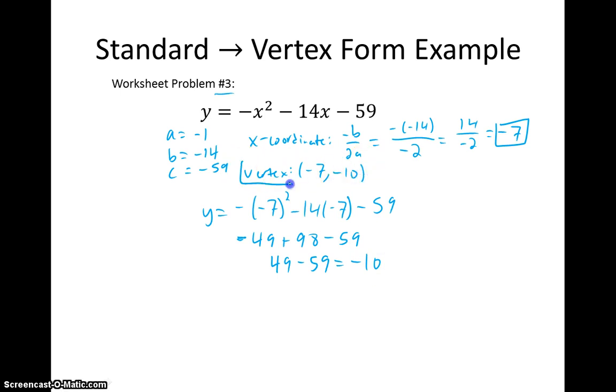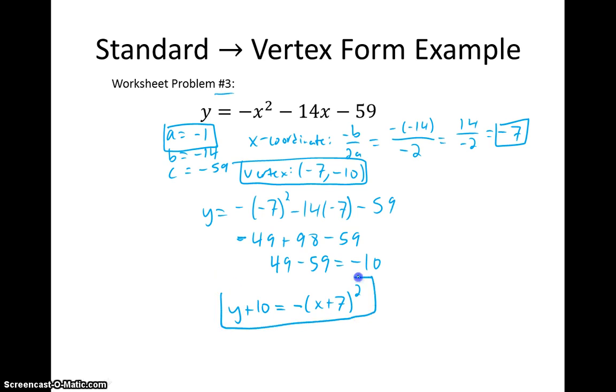So plug that negative 10 in here for the vertex. So I have my vertex now. So I'm going to put it into vertex form. So it's going to be y plus 10 is equal to x plus 7 squared. Now what do I put in front? Remember, it's just the a value right here. So I just put the negative 1 in front, or I can just put a negative, because just having a negative in front there is what's going to take care of it. And I have my vertex form. So there you go. That's problem number 3 on your worksheet for today.